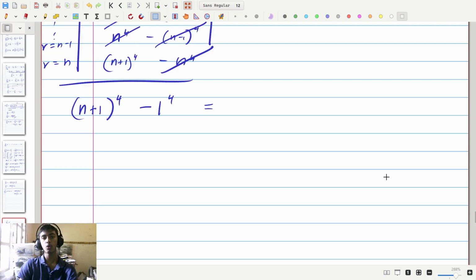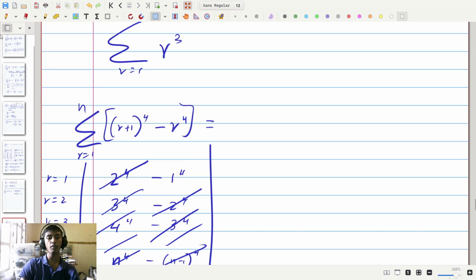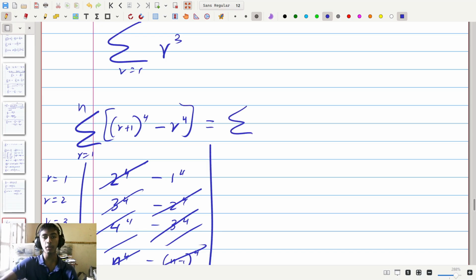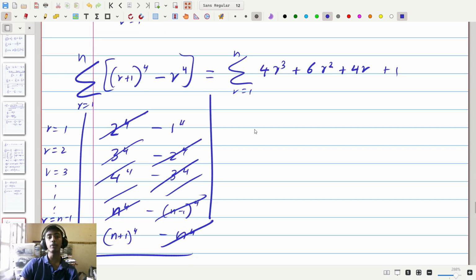Now, if we go up over here and substitute this into here, we can see that the sum of r plus 1 to the power of 4 minus r to the power of 4 is equivalent to summing from r equals 1 up to n the sum 4 times r cubed plus 6 times r squared plus 4 times r plus 1. Once again, we're going to be using the same technique of breaking this into pieces and substituting all of the sums that we know so far, which is the sum of r squared, r and 1.